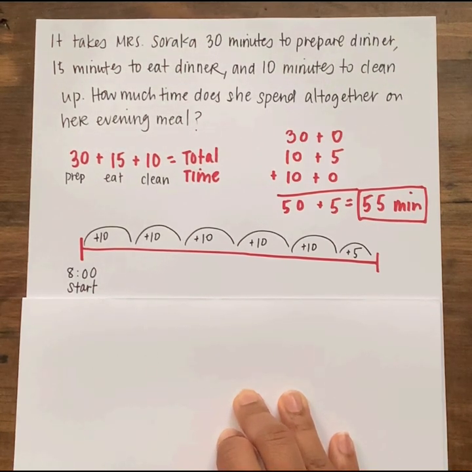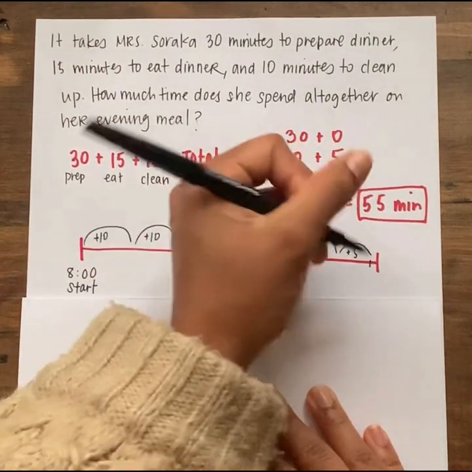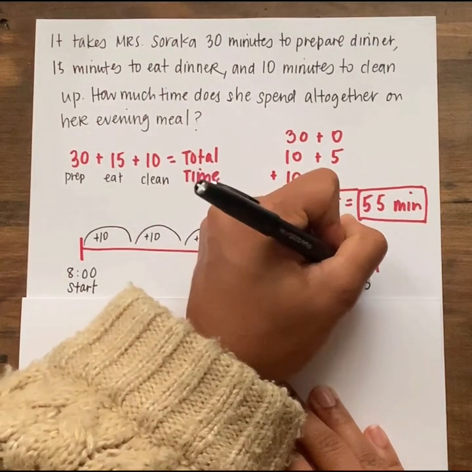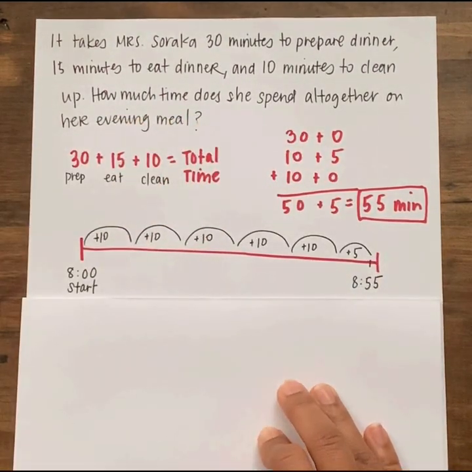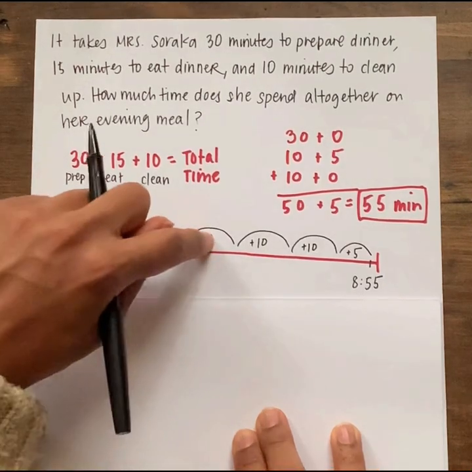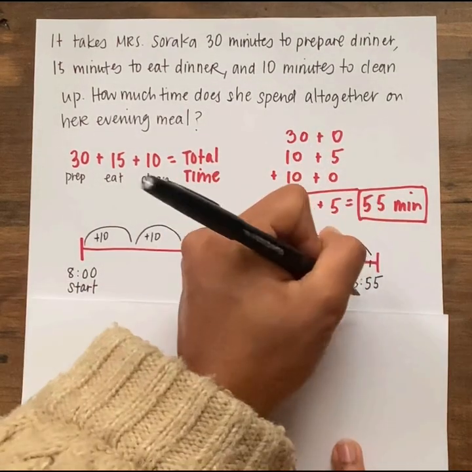What else can we label on our number line? That's right, we can label our end time. If she started at 8 o'clock and spent 55 minutes, what time did she end? That's right, she finished at 8:55. When we use number lines to solve problems about time, we always need to make sure that in addition to labeling our jumps, we are clearly labeling our start and our end time.